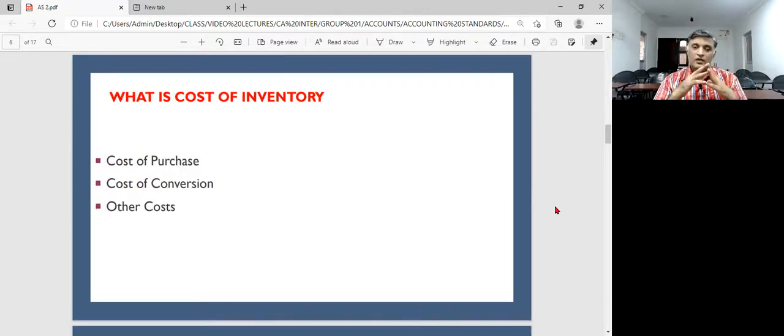What is cost? Cost has got three components. One is cost of purchase, cost of conversion, and other cost. There are three components of cost. Now, what is cost of purchase?